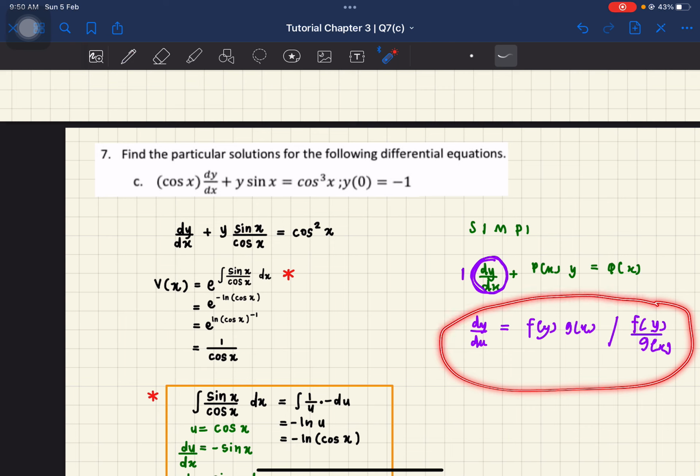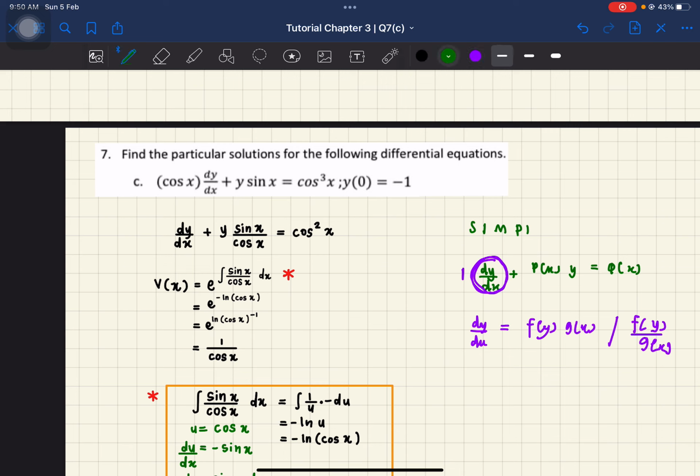Ini adalah bentuk yang kita cuba nak capai for separable variables before kita boleh separate dia punya variables. Kalau awak perasan, bentuk dia sama juga. The shape is still the same. Dy dx dekat depan ni, dia mesti kosong. Maksudnya dia punya coefficient di depan dy dx tu mestilah positive 1. Kalau tengokkan soalan kita sekarang ni, I have cos in front of dy dx. So first we can eliminate this cos dulu. Macam mana nak eliminatekan cos? Kita bahagikan everything dengan cos x.